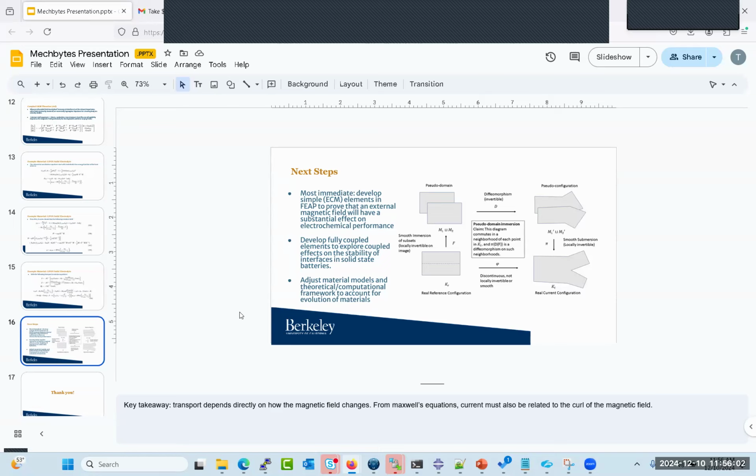But that's the only equation for this thing. I know, yeah. And what I'm really going to be comparing against is the Abaqus implementation of this. Without the magnetic field, it should match the Abaqus implementation. I'm hoping.